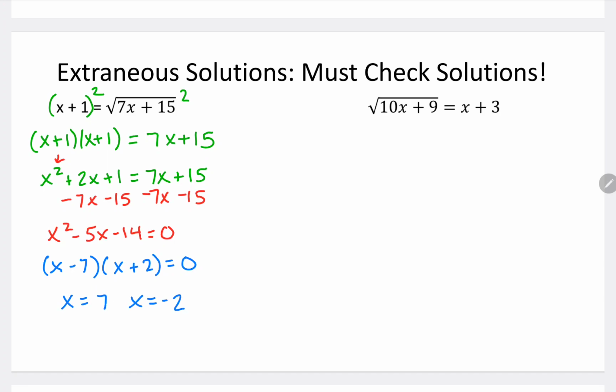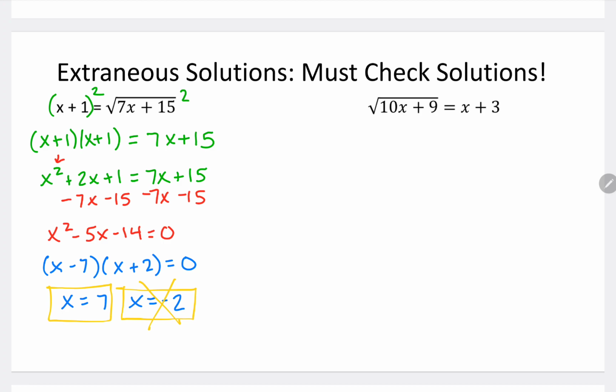But like I said before, when you have x's on both sides of the equal sign, you do have to plug those back in to make sure that you don't get an extraneous solution. And in this case, negative 2 is going to be extraneous. So it's not actually a solution to this problem.